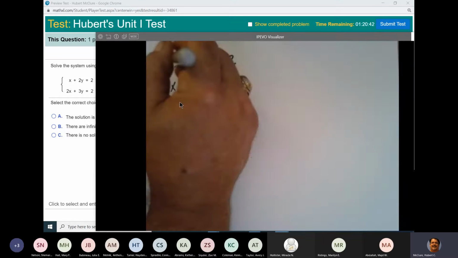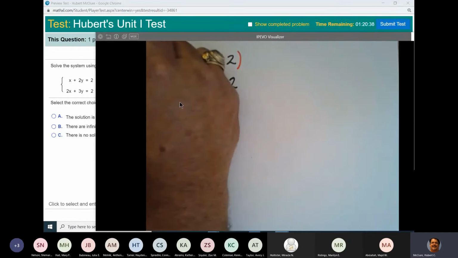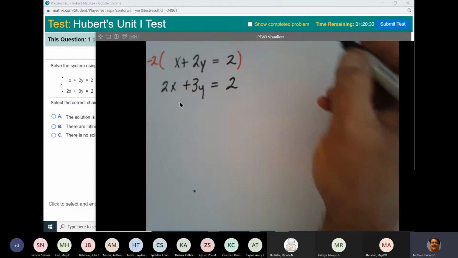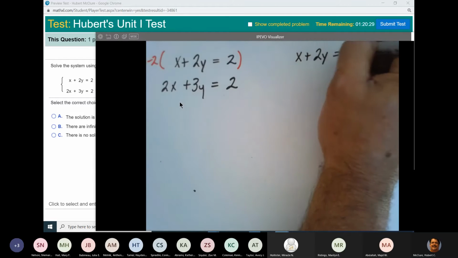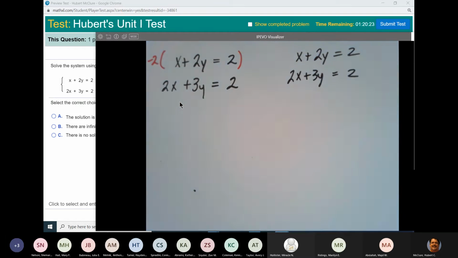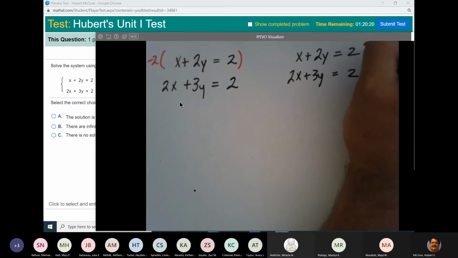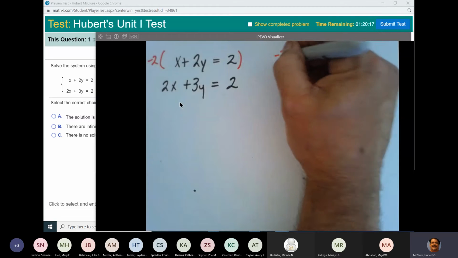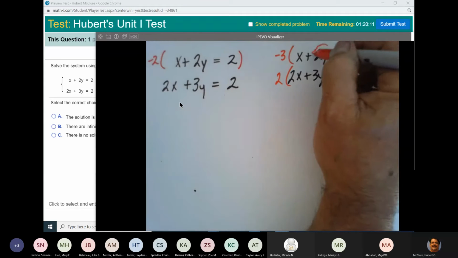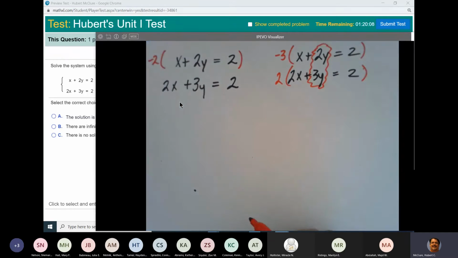I can multiply the top by -2 and get rid of my X. Or I could take the same problem and multiply by a -3 on the top and a +2 on the bottom, and I would get rid of the Y's. Would I get the same answer, yes or no? Yes, you would get the same answer.